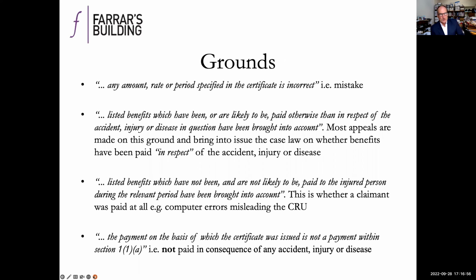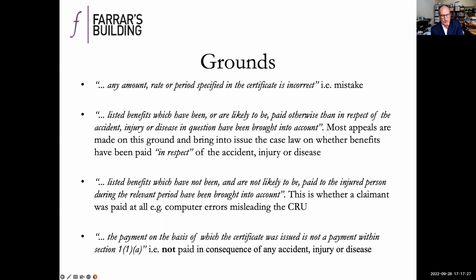What are the grounds? So any amount, rate or period specified in the certificate which is incorrect, I will go back to our mistake point, which I mentioned previously on a review. And then perhaps the most significant one, listed benefits which have been or are likely to be paid otherwise than in respect of the accident, injury or disease in question have been brought into account. And then most appeals are likely to be made in relation to that. And it's in respect of the accident, injury or disease that is likely to be the question.